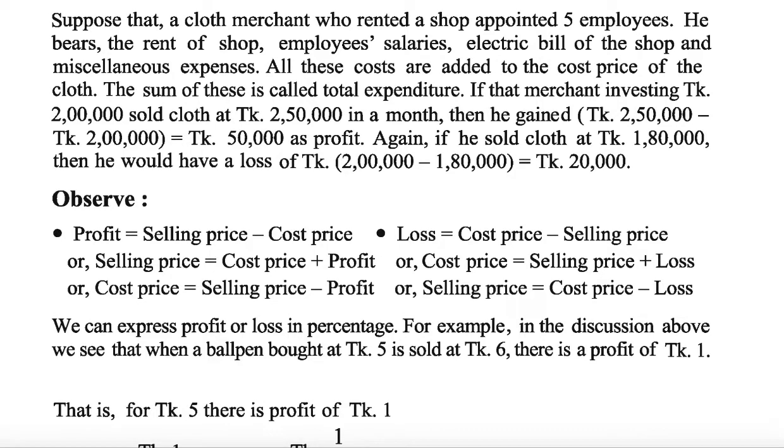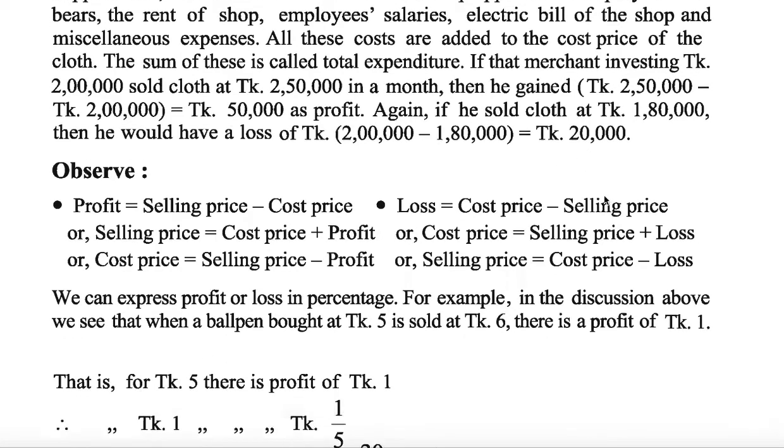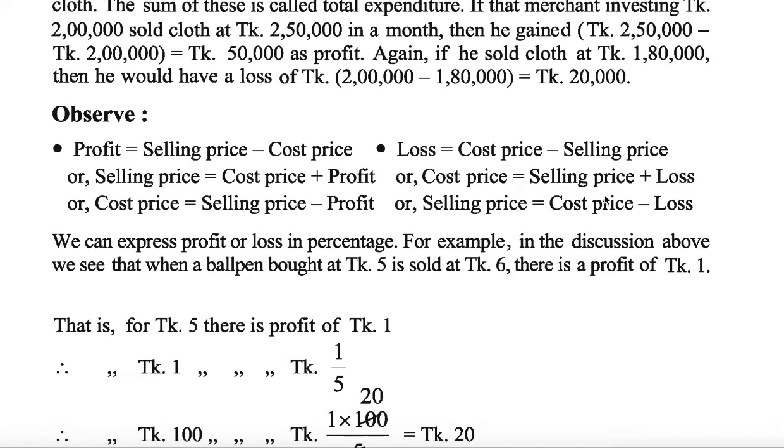If the merchant invested 2 lakh and sold cloth at 2,50,000 in a month, then he gained 50,000 as profit. Again, if he sold cloth at 1,80,000, then he would have incurred a loss of 2 lakh minus 1.8 lakh, that is 20,000. Profit is nothing but selling price minus cost price. Loss is cost price minus selling price.